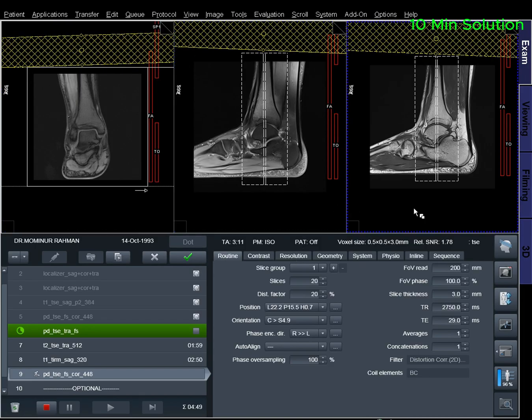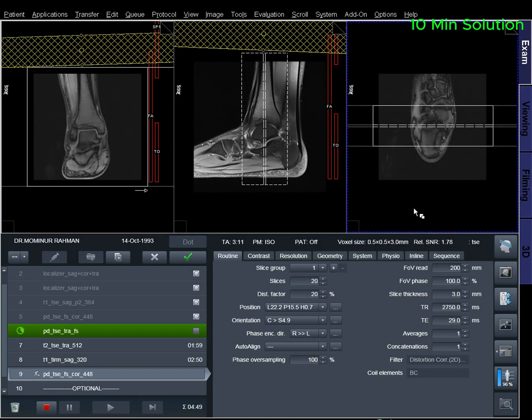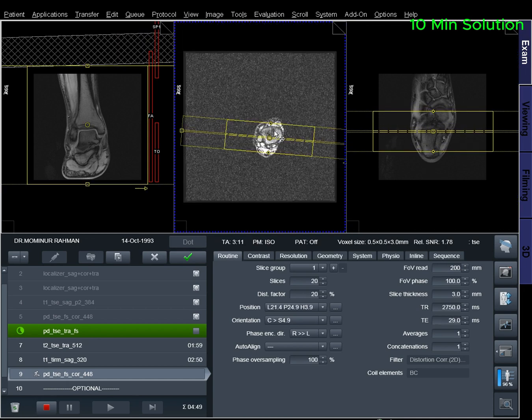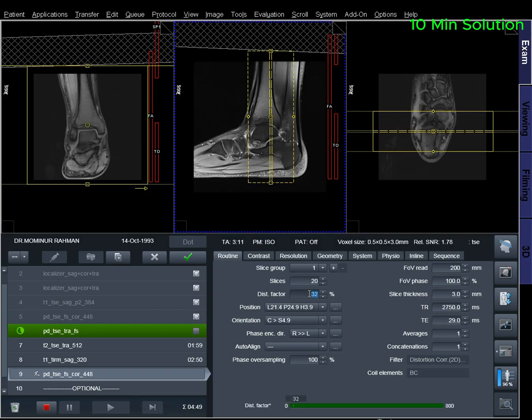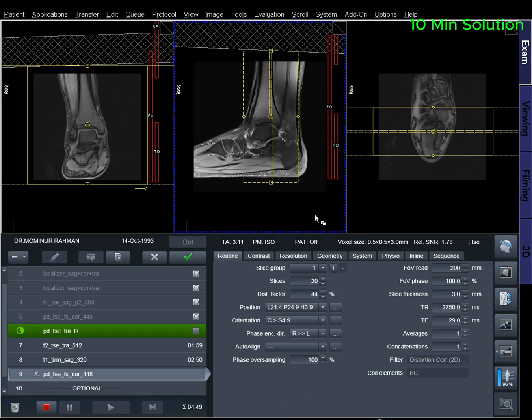Slices must be sufficient to cover the ankle joint from the Achilles tendon to the midfoot. Using saturation bands above the axial block can reduce arterial pulsation artifacts.